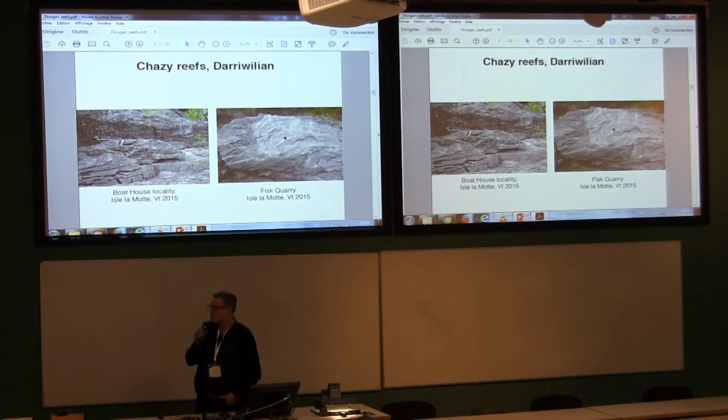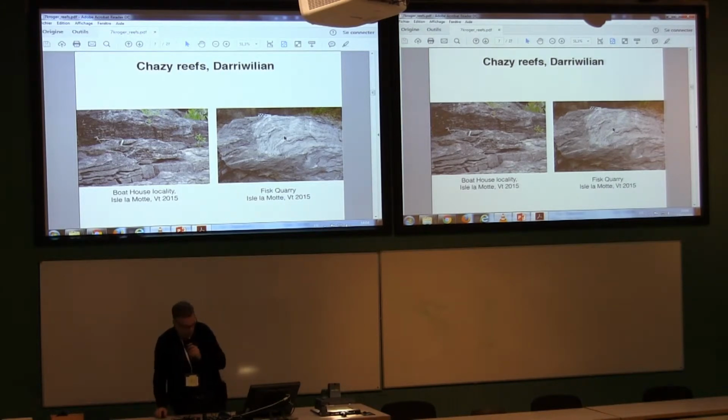Just a few examples. Field pictures, not so beautifully exposed, the Chazy reefs, overgrown, difficult to see, badly weathered often. But I hope I can show some features. These reefs are small. This is a meter maybe, or less than half a meter maybe. In a high energy environment, crinoidal limestones here, and you see these little reef things here, and this is a stromatoporoid reef, quite famous in the Fisk Quarry, Isle La Motte in Vermont.